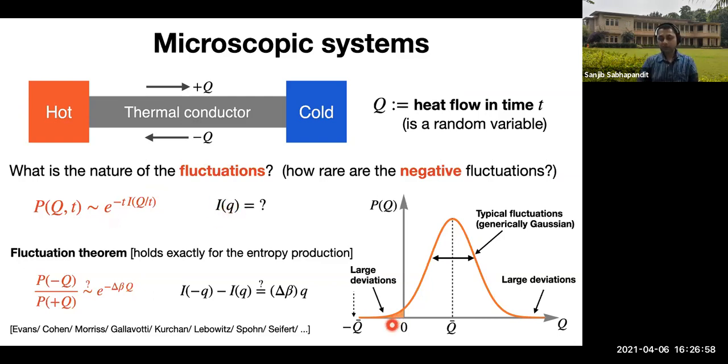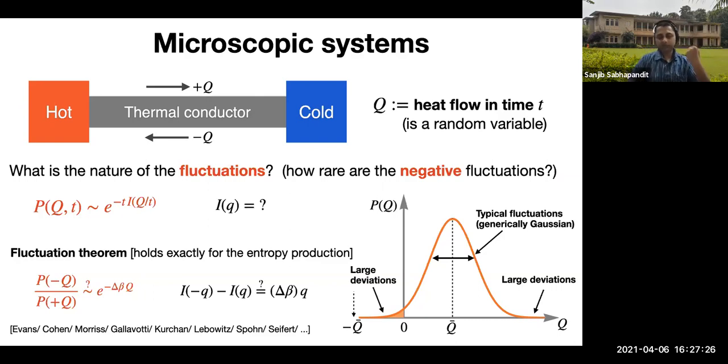Also notice that you can have negative fluctuations. Negative fluctuation means that you might find events where heat is actually flowing from the cold reservoir to the hot reservoir. These things have non-zero probability, and although they are rare, it happens, and you might want to ask, how rare are these negative fluctuations?